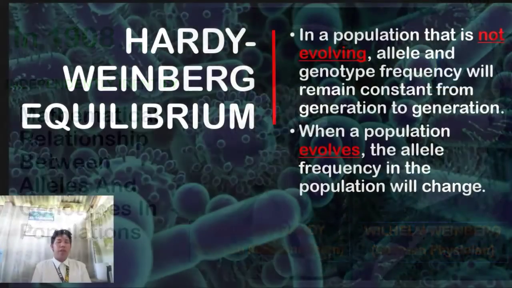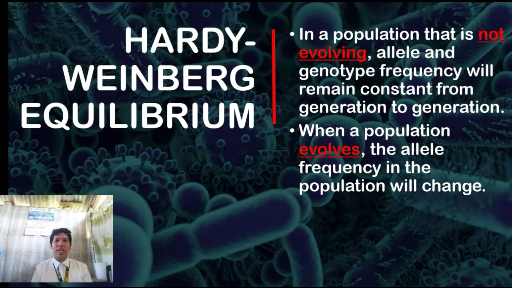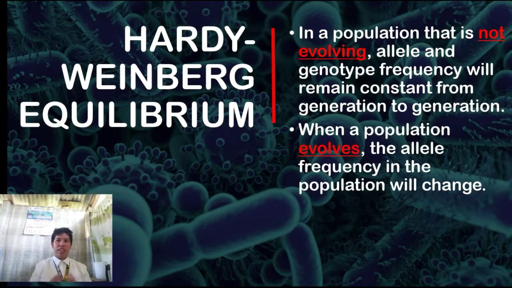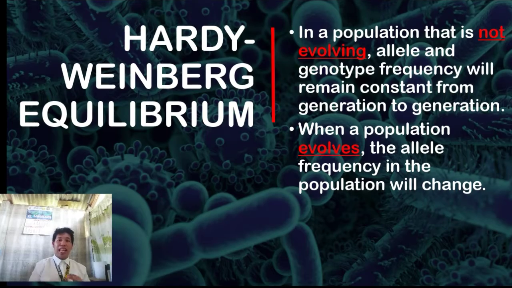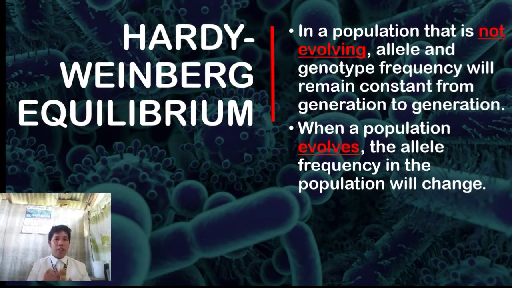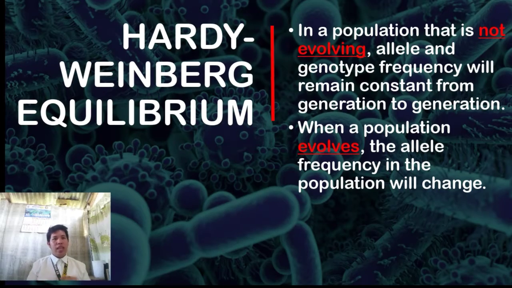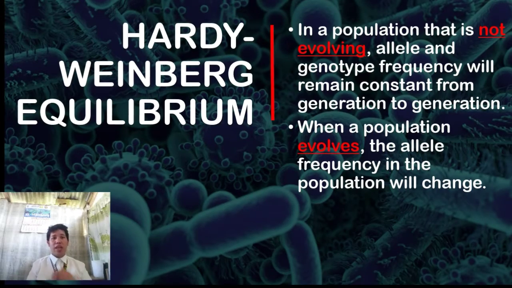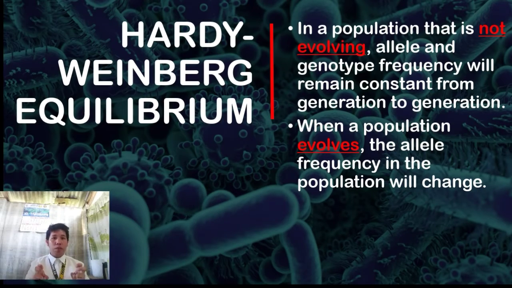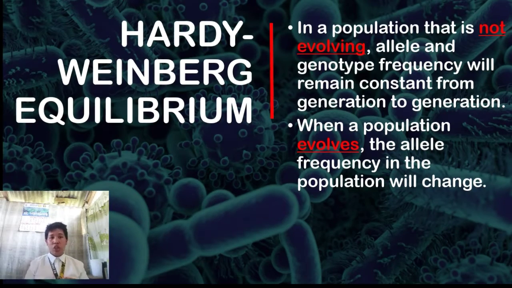Hardy and Weinberg's simple equation shows us the frequency with which you could expect to find different alleles within a hypothetical population that is not evolving. Hardy-Weinberg equilibrium states that in a population that is not evolving, allele and genotype frequencies will remain constant from generation to generation. When a population evolves, the allele frequency in the population will also change.